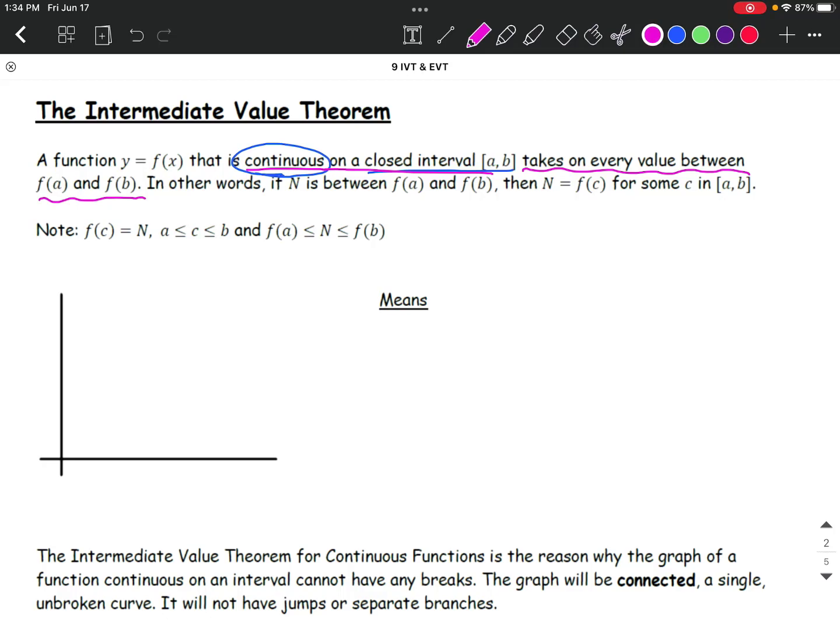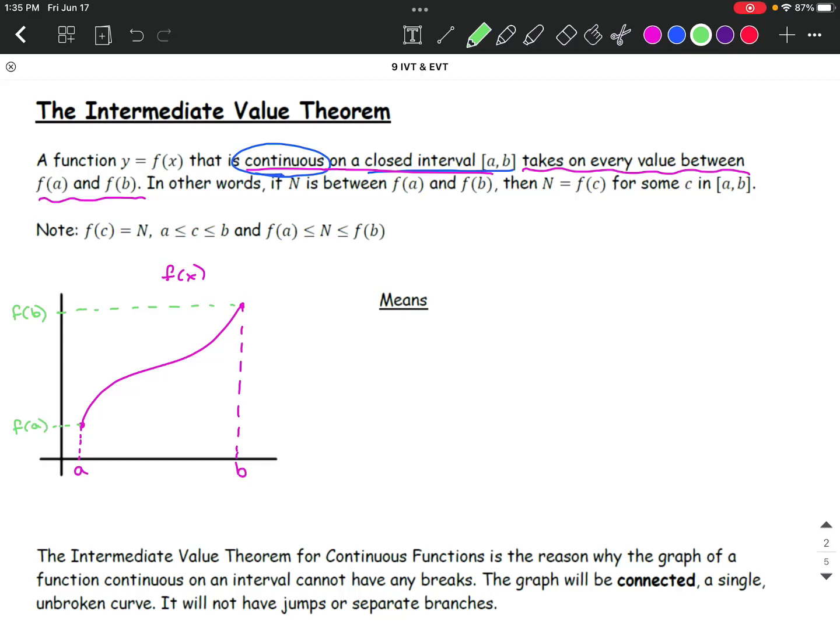That's the key. So here's a function f of x, okay? This is a function f of x. This is a, this is b. Then I can come across, this would be f of b, and this would be f of a.